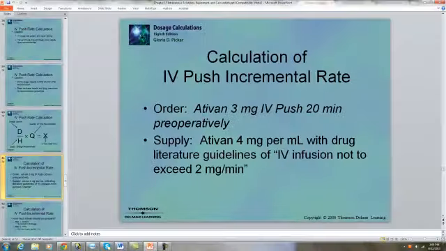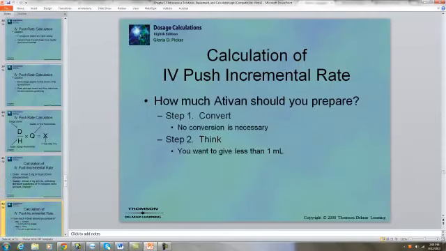So if you have Ativan 3 milligrams IV push 20 minutes pre-operatively, and your supply is Ativan 4 milligrams per milliliter, with drug literature guidelines of IV infusion not to exceed 2 milligrams per minute, how much Ativan should you prepare? So first, there's no conversion necessary. So you think, are you going to give less than a milliliter or more?